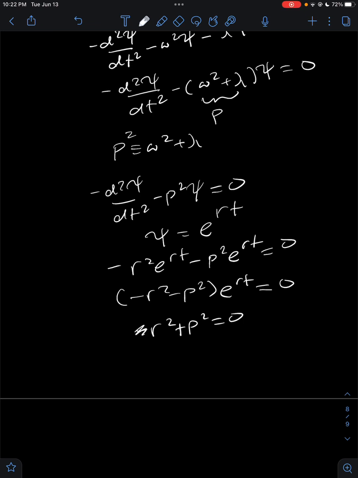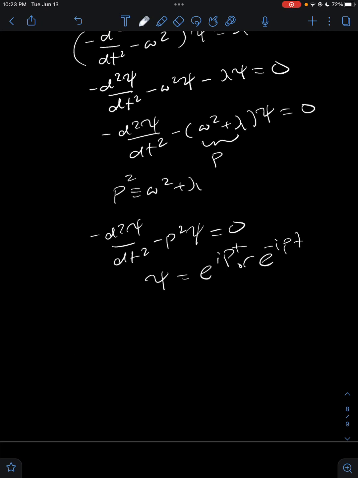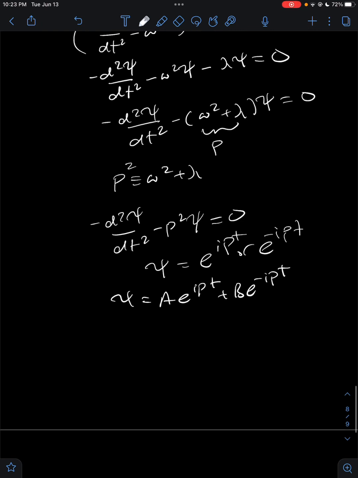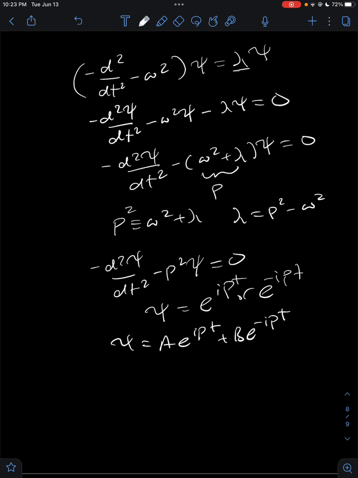which means that r plus p squared equals 0, or that r equals the square root of minus p squared. So this means that psi is e to the ip, or e to the minus ip t, I have to add a t there. We can write this general solution out as a e to the ipt plus b e to minus ipt. And yeah, we can see that the eigenvalue lambda, right, if p squared equals omega squared plus lambda, this means that lambda is p squared minus omega squared. Okay, so this is the eigenvalue, right?